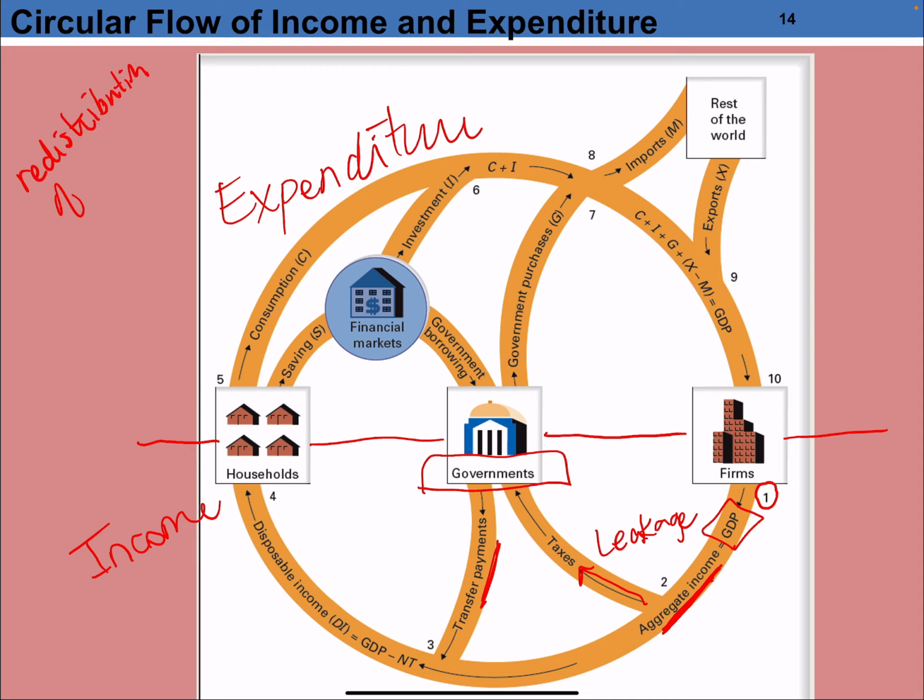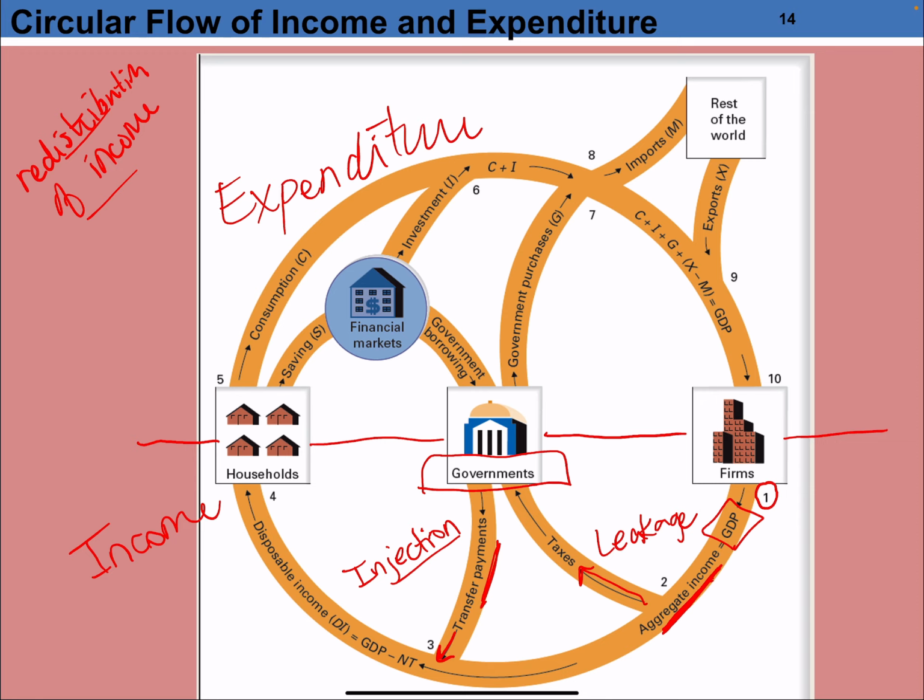And so we could have things like Pell Grants for students, Medicare, Medicaid for medical expenses, unemployment insurance, Social Security. All of those are examples of transfer payments. So those dollars go back into the income flow. Whenever that happens, we call it an injection. So we have leakages and then we have injections.